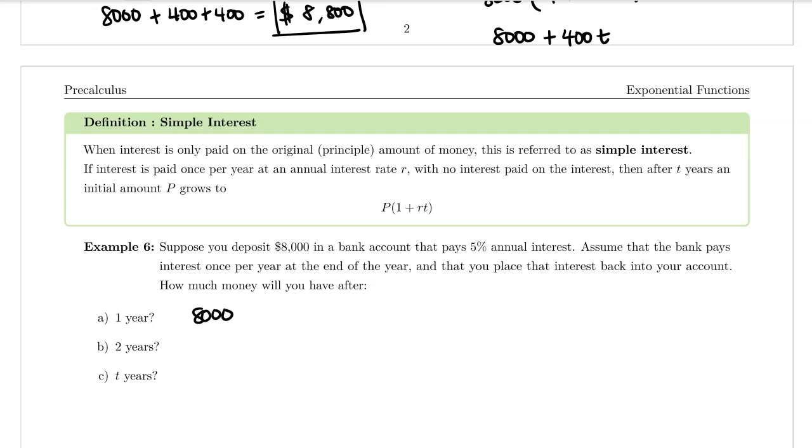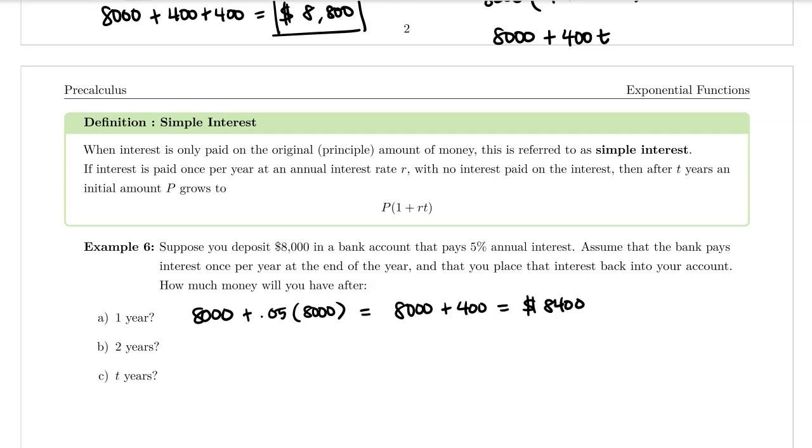We're starting off with $8,000. We want to calculate 5% of that, and then we're going to add that to our initial amount. So this ends up equaling 8,000 plus 400, which is equal to $8,400. Now, the difference between this scenario and the scenario above is that you're taking the interest that you earned, which was $400, and you're putting it back into your bank account so that the next time you get interest at the end of the year, you are now getting interest on a larger amount of money.